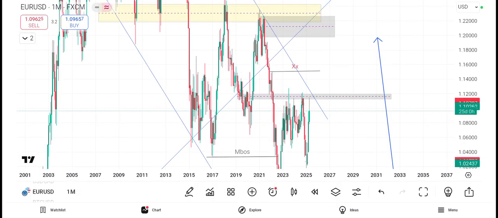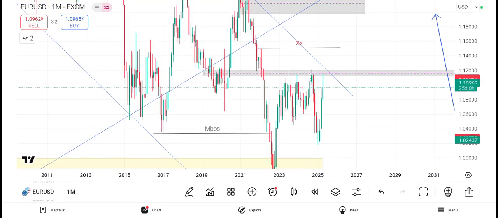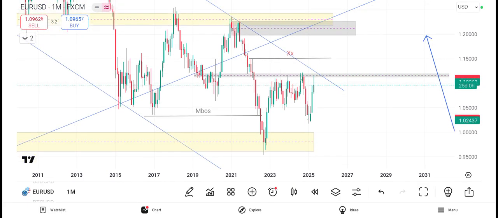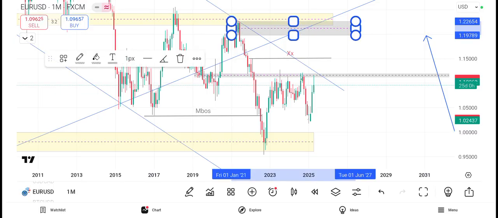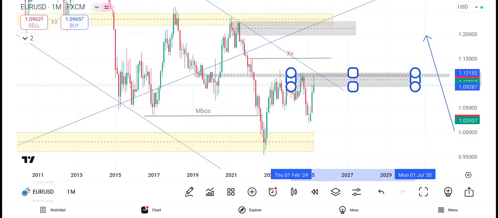You could see on that resistance zone we have the order block, it's so pretty. It's so pretty, like me. Pretty order block.